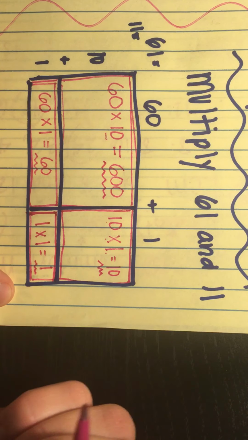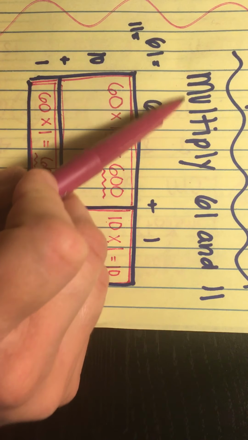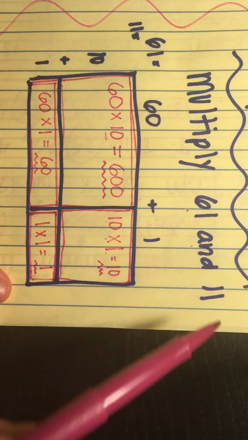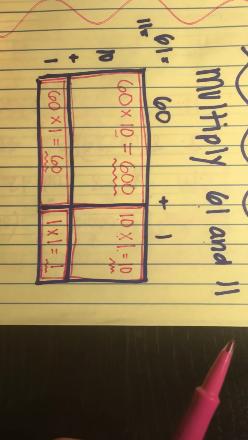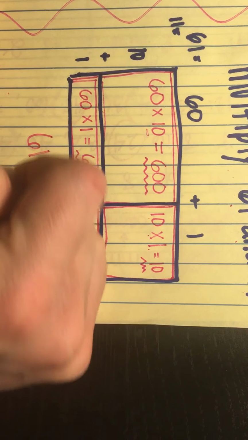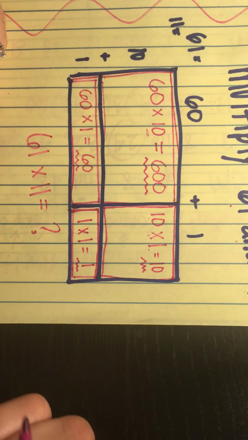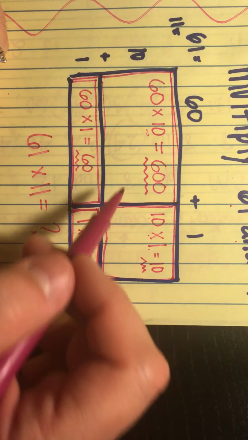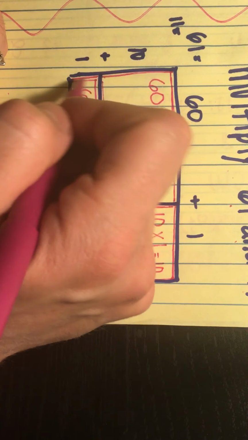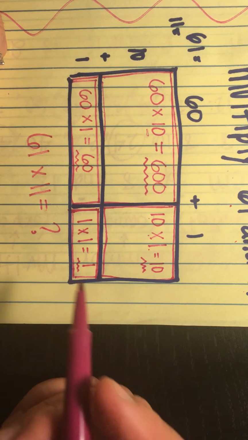Now, some people stop right here, but we have to go back to our problem. Our problem says to multiply 61 and 11. So we've got this multiplication problem of 61 times 11, and we need to know, what does it equal? Well, we haven't solved that problem yet. We've solved all these little problems, but we need to figure out what is 61 times 11. And so in order to do that, we have to add them all together.